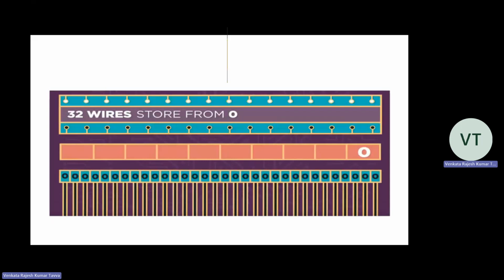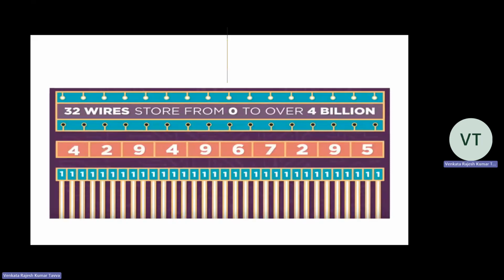This also we saw. Suppose I have 32 wires. If all the wires have 0, then what is the value of that entire 32-bit number? 0. If all the wires have 1, then the value of the 32-bit number, in powers of 2, will be 2 power 32 minus 1, right? That's the maximum number that it can store. So the range of numbers is 0 to 2 power 32 minus 1.